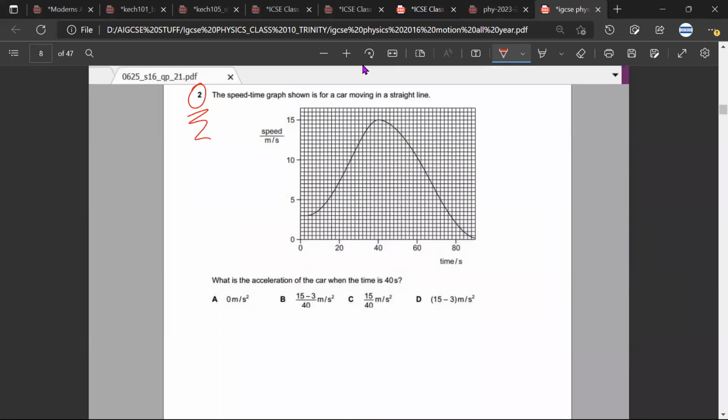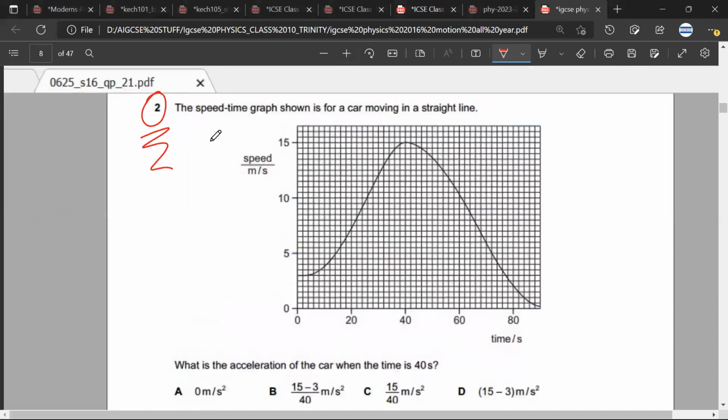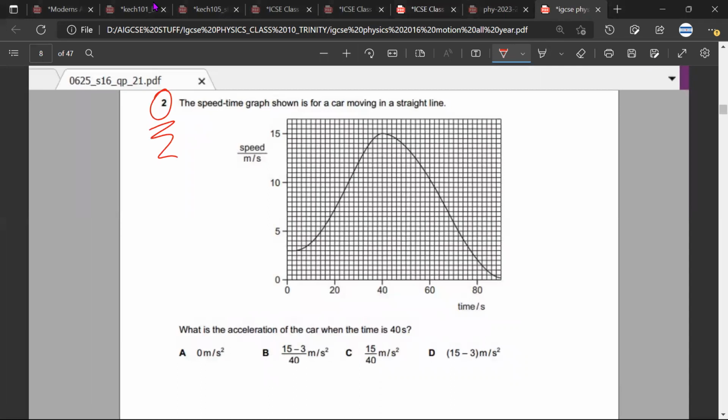Now, let us look at the MCQs. So, what is the right answer? I think it is the C question. Speed time graph, moving in a straight line, acceleration of the car when the time is 40 seconds. See, Chris, at 40 seconds, I have to find the slope of the curve. The slope of the curve at 40 seconds is 0. Have you understood this? Yes, sir. So that is why the answer would be 0 meter per second squared. Is it making sense? Yes, sir.